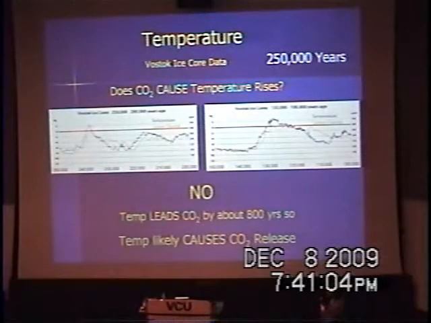So we have to be very careful here when we look at these graphs that appear to be correlated. In fact, CO2 does not cause temperature increase. It's just the opposite. Temperature causes CO2 release.